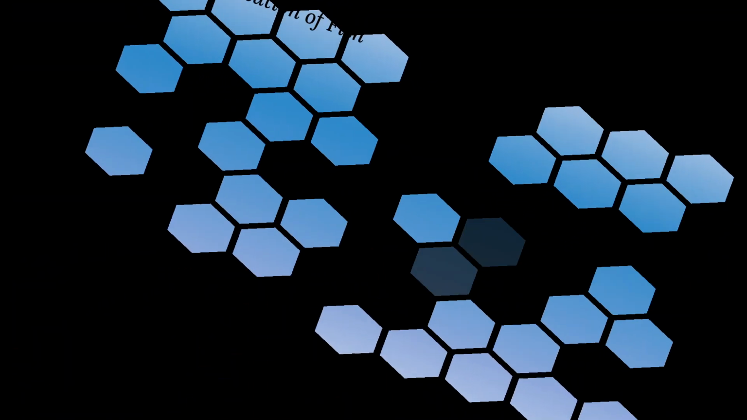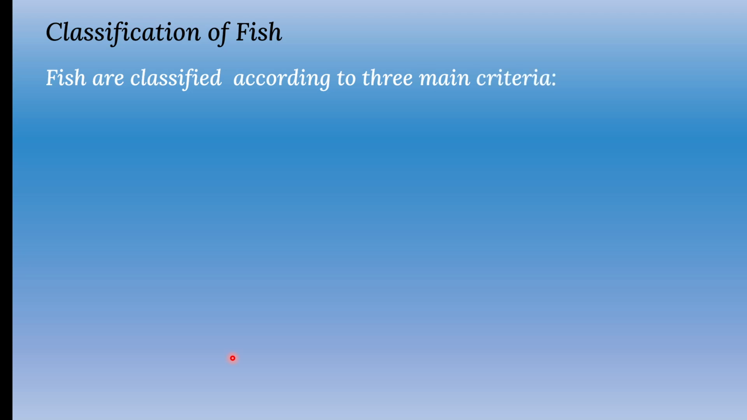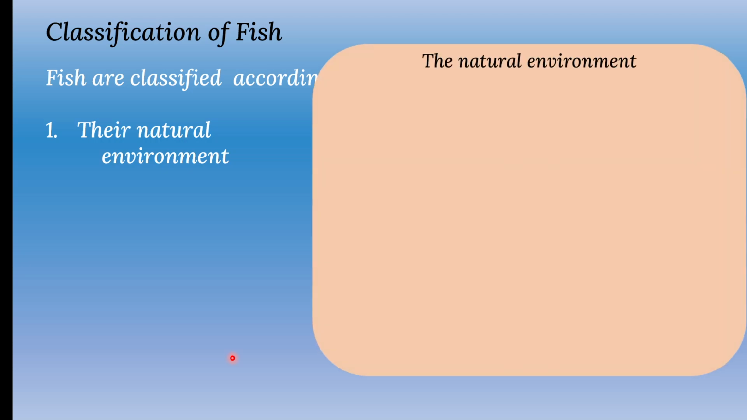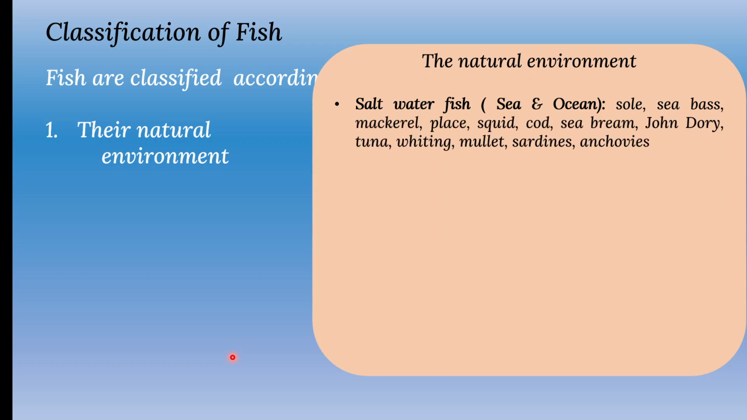Now we'll try to classify the fish, and I'll tell you that this classification of fish can be done on the basis of different criteria. What are those criteria? First criteria is their natural environment, that is the habitat, from which water source they are coming. Depending on that, you can see the natural environment.